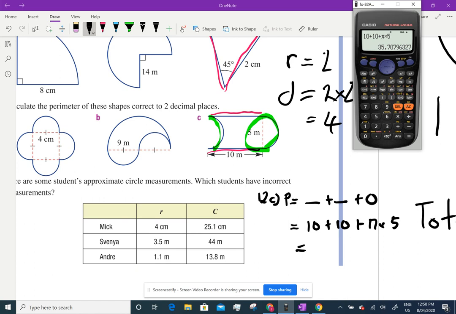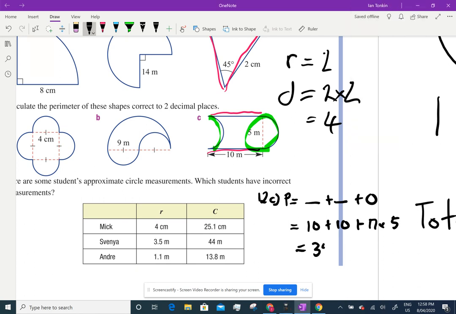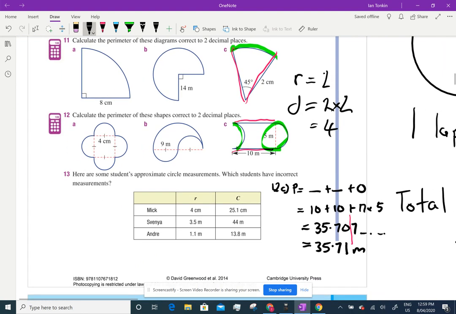35.707, a whole lot of other numbers, but again, you have to round to 2 decimal places. You should be getting good at that now. 35.7, the number behind the red line is 5 or more, so we round up, and it was in metres. All right, you should have a go at those other ones. Good luck with those. And then there's a very hard question in 15. Well, hopefully you'll be able to do it.